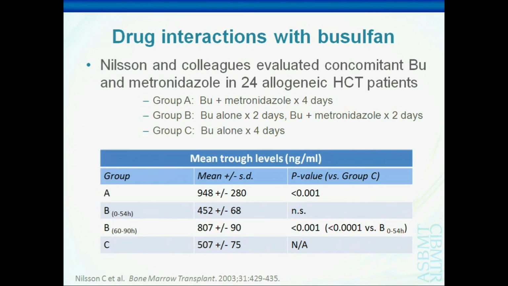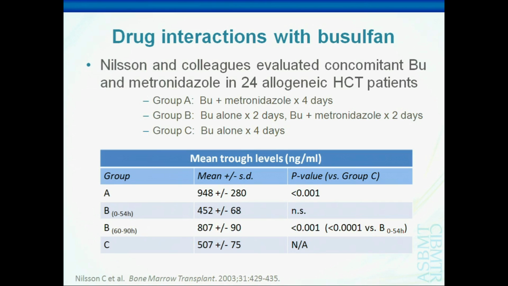Jennissen and colleagues wanted to evaluate the concomitant administration of busulfan and metronidazole, and they did this in 24 allogeneic transplant patients. They separated these patients into 3 different groups. Group A received busulfan and metronidazole concomitantly for 4 days. Group B had busulfan alone for the first 2 days, and the next 2 days received busulfan with metronidazole. And Group C was essentially the control, where the patients received busulfan alone.